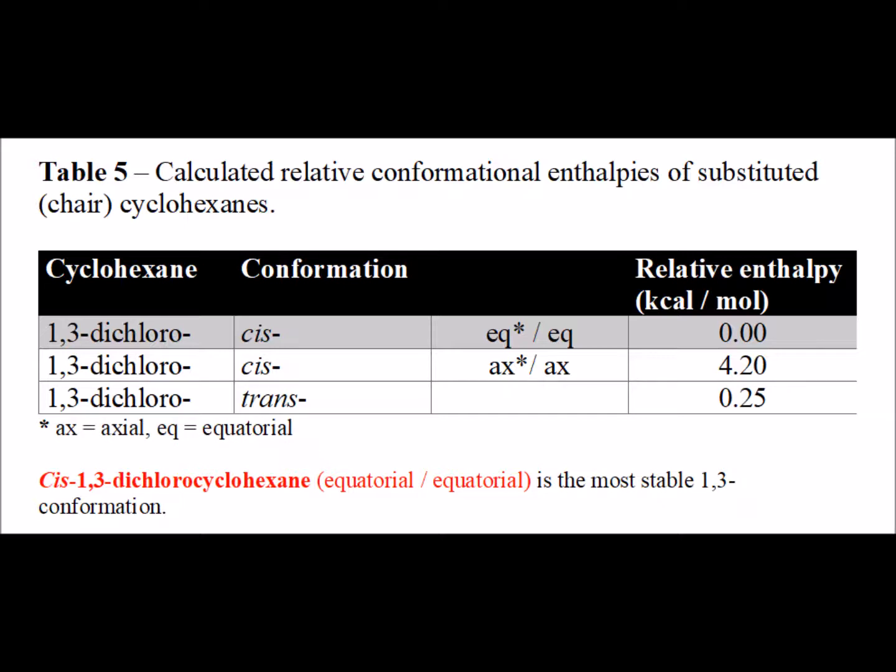For the 1,3 dichlorocyclohexanes, the favored energy conformation is cis, with both of the substituents being in equatorial positions, which is similar to the case when we have a monosubstituent preferring to be in an equatorial position. The highest energy case is the axial-axial case, where we have that unfavorable 1,3 axial interaction.